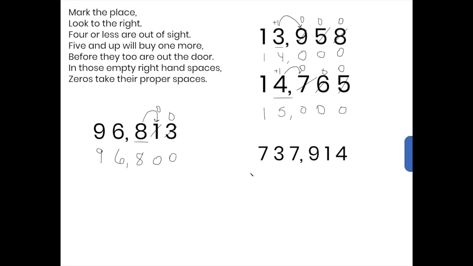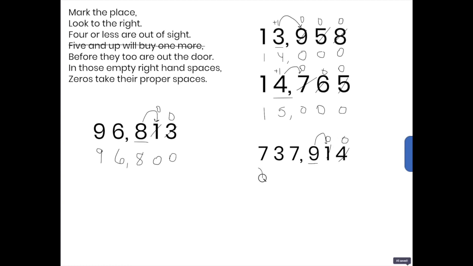We are rounding 737,914 to the nearest hundreds place. Our 9 digit is in the hundreds place. Mark the place, look to the right. 4 or less are out of sight. Is that 1, 4 or less? Sure is. We're going to leave everything alone. We can even skip this line of our song if we wanted to. Before they too are out the door. In those empty right-hand spaces, zeros take their proper spaces.